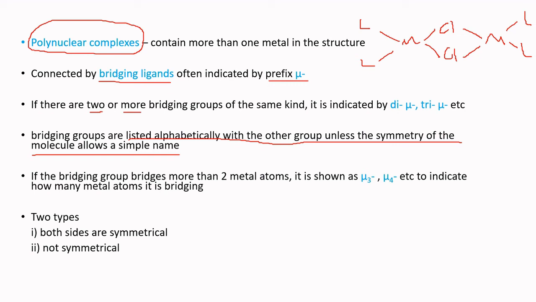For bridging ligands or polynuclear complexes, there are 2 types. The first type is when both sides of the complex are symmetrical, and the second is when you have a molecule that is not symmetrical. I'll show you how to name these complexes on the next slide.